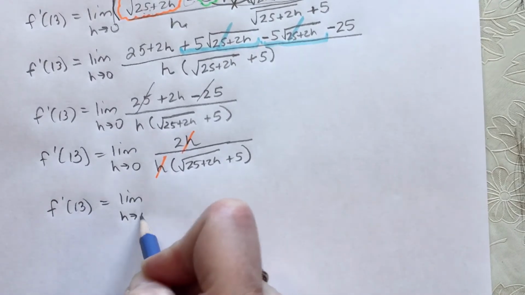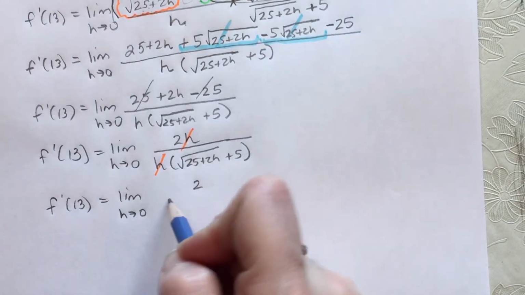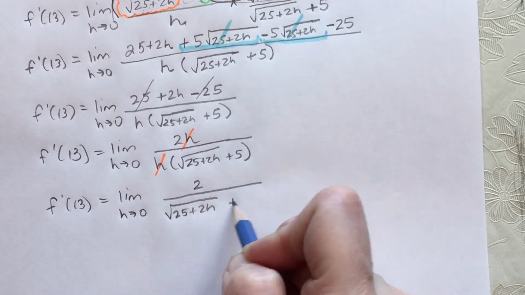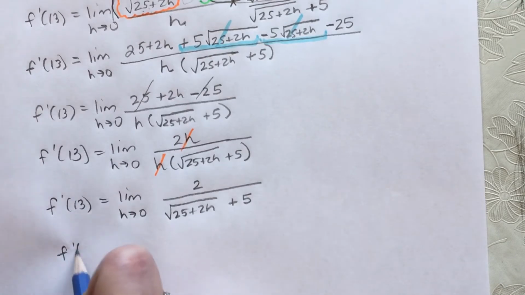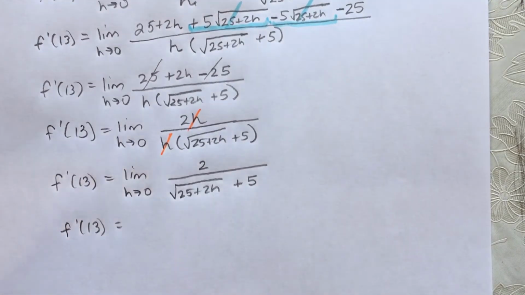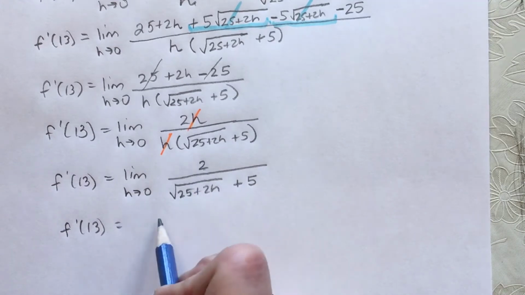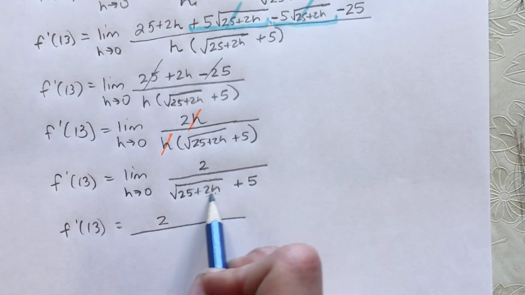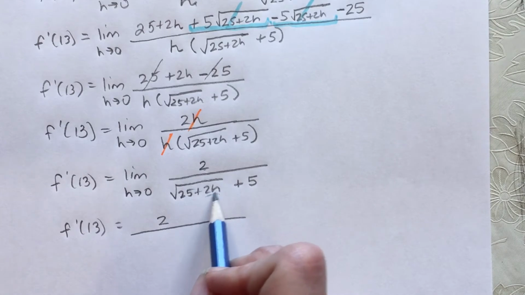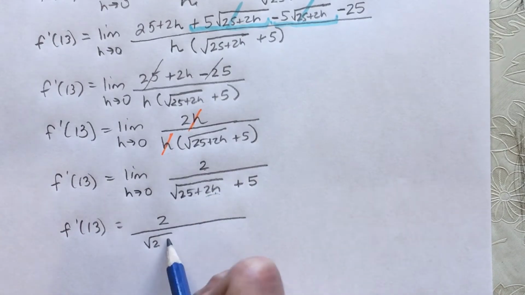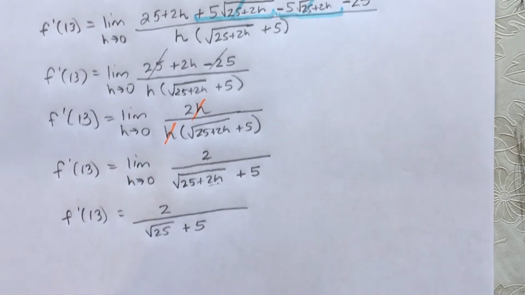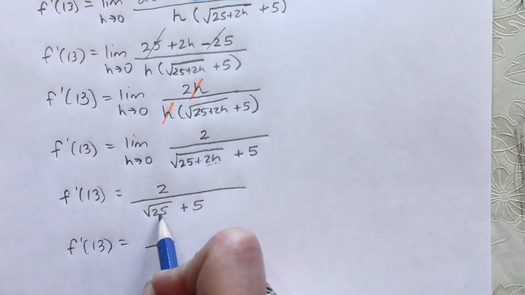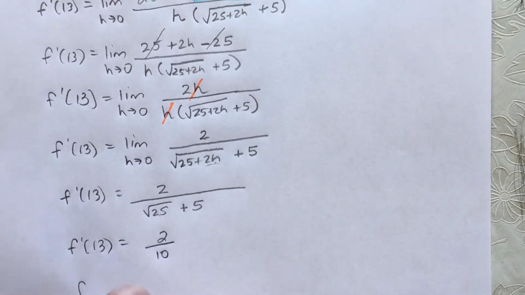Because now if we look at what we're taking the limit of, it's safe to let h approach 0. So we can actually find the slope of the tangent. So my next step, I'm actually going to let h approach 0. So as I let h approach 0, it doesn't affect the numerator because the numerator is not in terms of h. And then the denominator, as h approaches 0, 2 times h will also approach 0 because 2 times 0 is 0. So we end up with, in the denominator, root 25 plus 5. So f prime at 13 is 2 over, so that's going to be 5 plus 5 is 10, which reduces to 1/5.